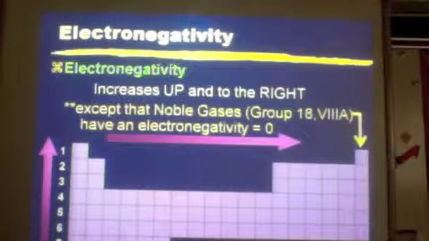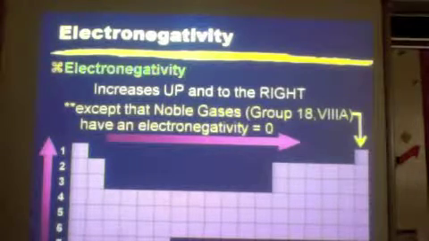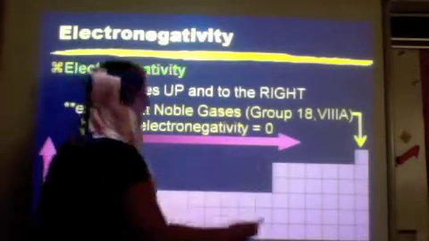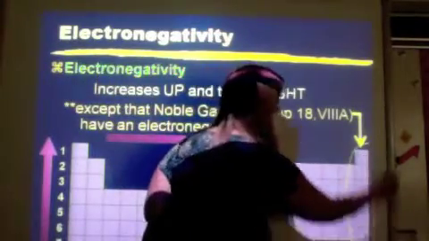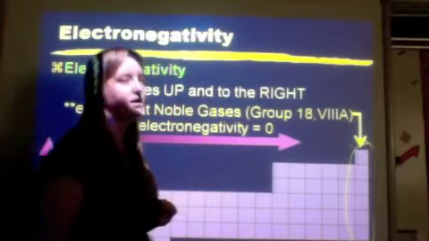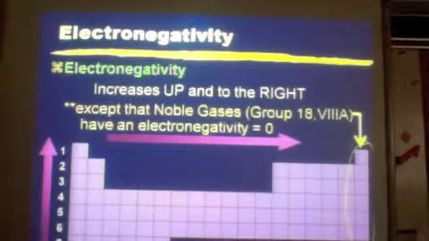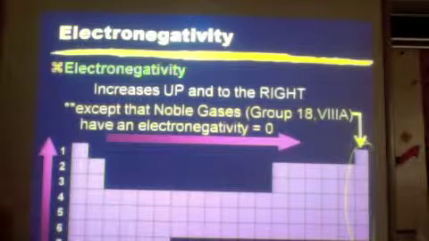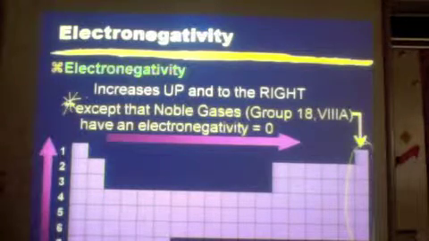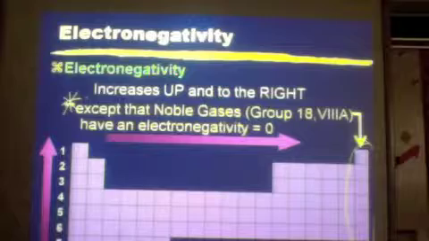Okay, so on your rectangle that you had, you need to draw an arrow up and to the right. And I would just put a circle around the end of the rectangle and write this out. Except noble gases have an electronegativity of 0. And please, I'm going to trick you with that. You've got to remember this.